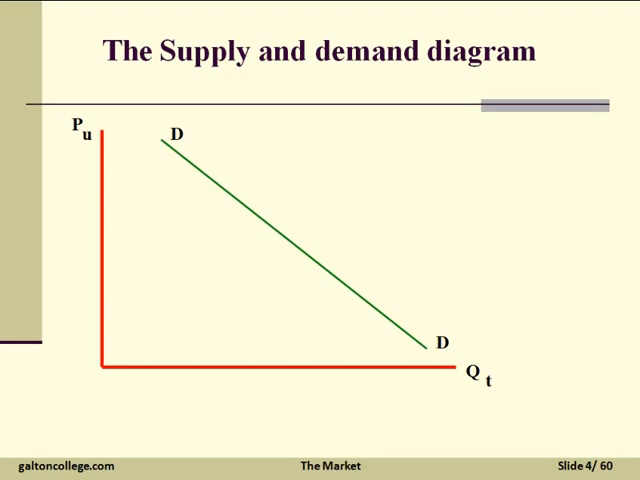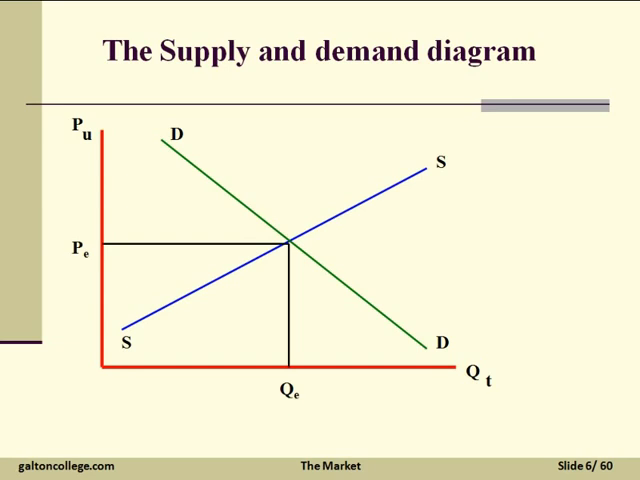So if we insert the demand curve, it is downward sloping. In other words, as the price falls we demand more, and that's a typical demand curve in economics. The supply curve tends to be upward sloping. As the price rises, producers have more incentive to supply the good, so the supply increases.